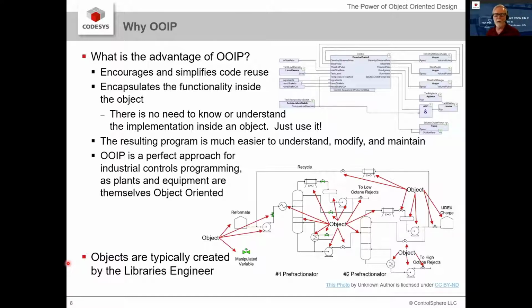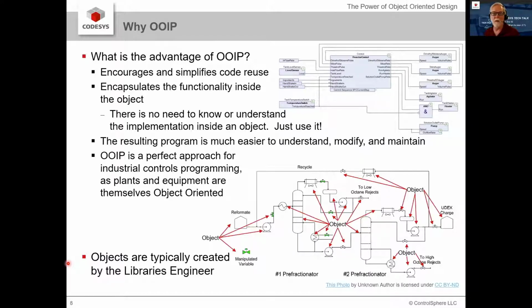Just drop it in, configure it, and use it. So reusing control blocks in your control code should be just as easy as reusing physical equipment in your plant. Physical equipment objects are specified, purchased, and installed. Control objects are placed, wired, and configured. The thought process is the same, and in fact, both can be done in parallel.